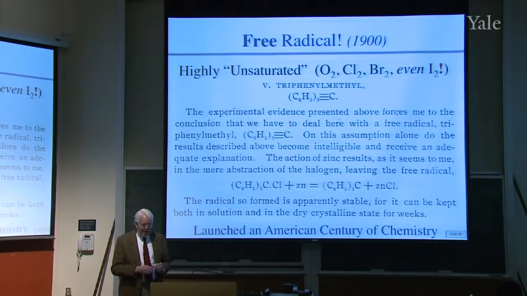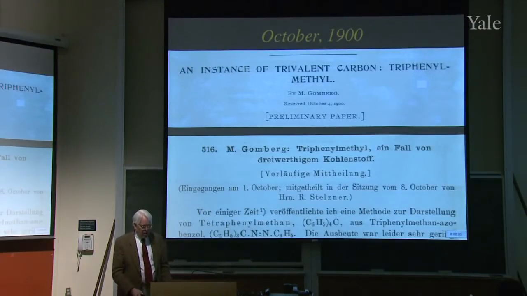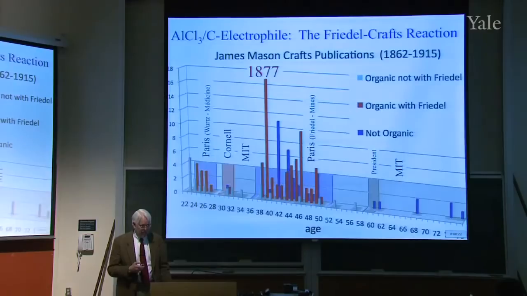Okay, so this launched the American century of chemistry, because this experiment was done in America, in Ann Arbor, right? And here in October 1900, he wrote the paper, published it in America, received October 4th, an instance of trivalent carbon, triphenylmethyl. But at the same time, he published it in Germany, a preliminary paper, triphenylmethyl, a case of trivalent carbon, received the 1st of October 1900. So he published it both places to cover his bases.